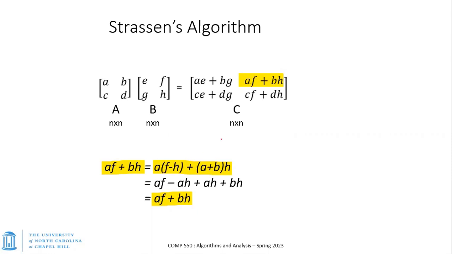Okay, so he basically said, think about this particular expression. AF plus BH can be written as a bunch of multiplications. He's playing around with these multiplications, and he's saying that AF plus BH can be written as A times this, and it ultimately is AF minus AH plus AH plus BH, and these two terms cancel, you're left with the original equation, okay? But you've just re-expressed it in a different way, okay?